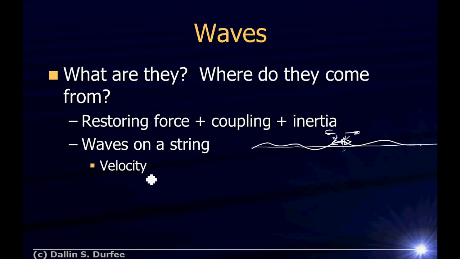Now, in a string, you can find the velocity that the waves travel on a string, and the equation the book gives you is the square root of tension over mu, where mu is the linear mass density. It's the mass per unit length. So when we talked about density before with fluids, it was always mass per unit volume, but when we talk about strings, we very often talk about the linear mass density. It's just the mass of our string divided by how long it is, or the mass of a segment of the string divided by the length of that segment.